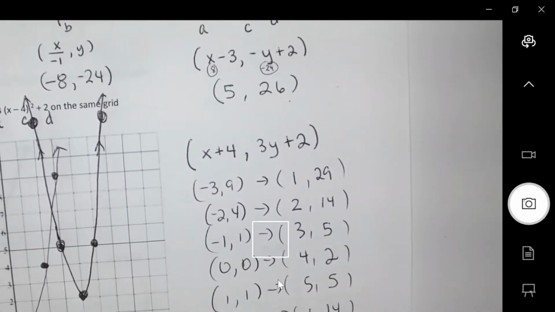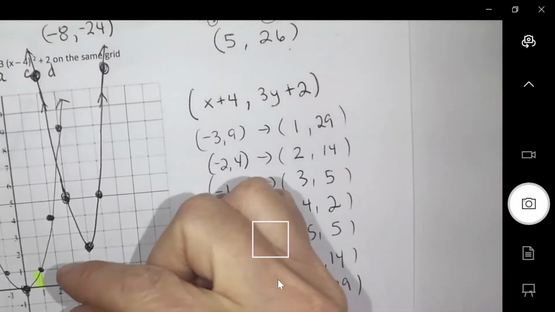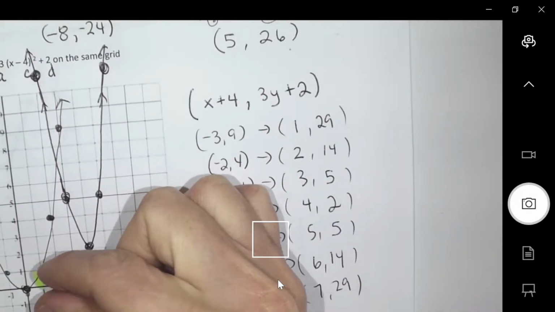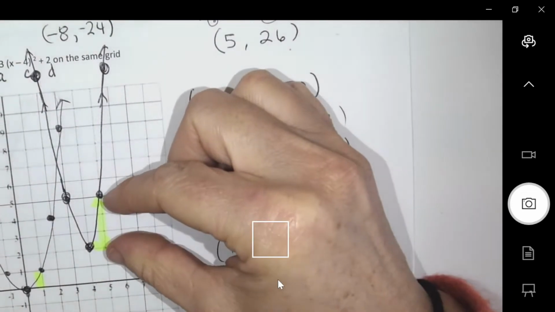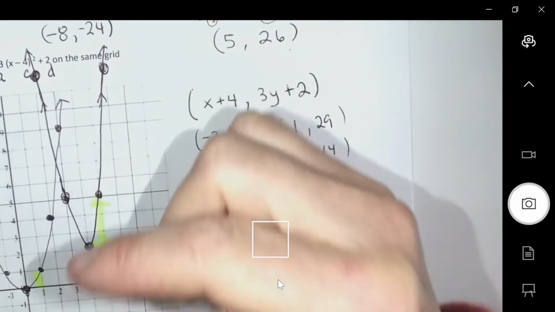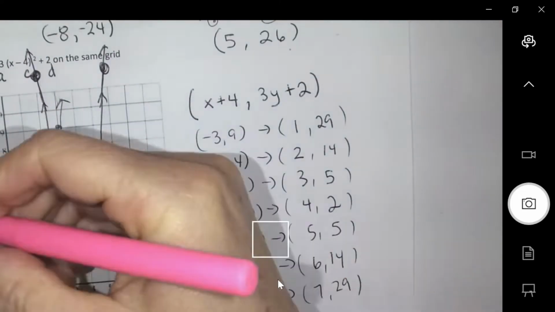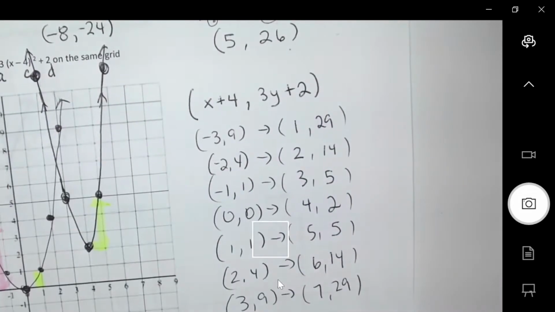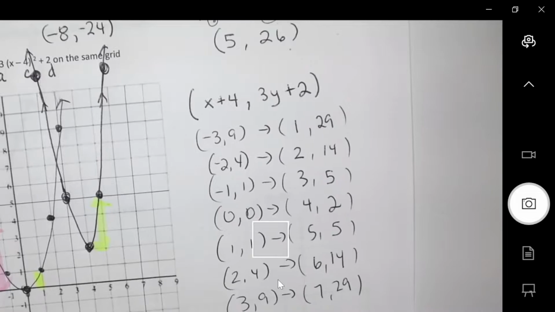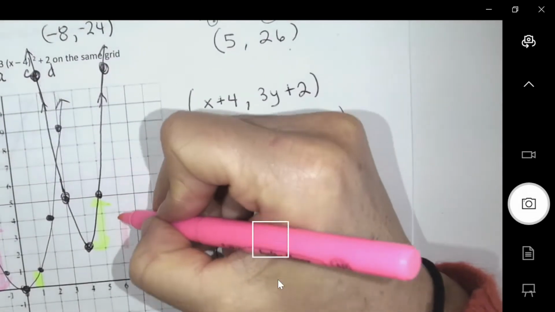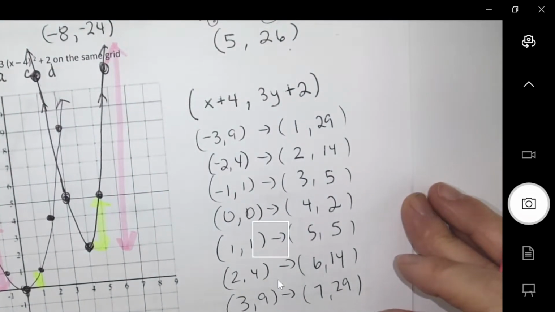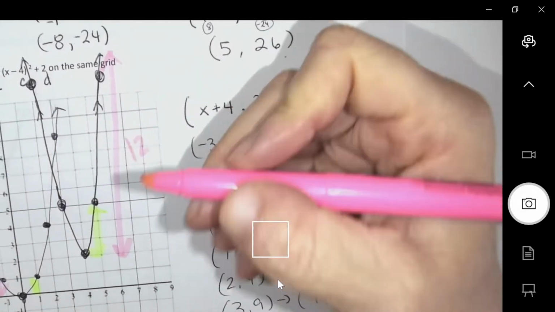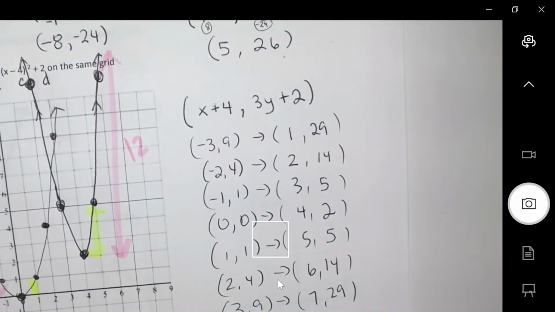What's the distance between those points? They're only spaced out 1 apart. Now, what's the spacing between the points? 3. What's the vertical spacing between those points? 4. Now, what's the vertical spacing between those points? 12. So do you see what's happening? It's pulling the points apart from each other.